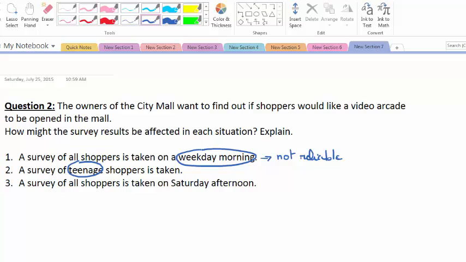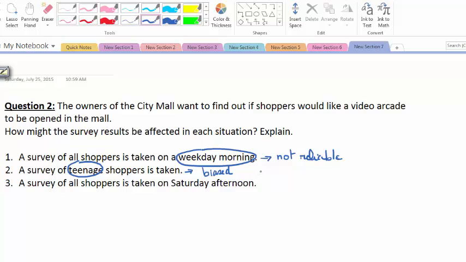We didn't ask all the customers or the shoppers. The shoppers are not teenagers only. So in this case, we call it biased. So again, when only teenagers are surveyed, the sample is biased because the data collected from the survey would most likely indicate that the video arcade should be opened, because all teenagers care about the video, so that's why it's biased. Number 3, a survey of all shoppers is taken on Saturday afternoon.